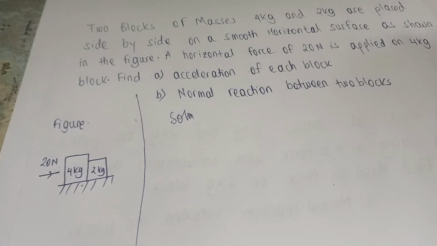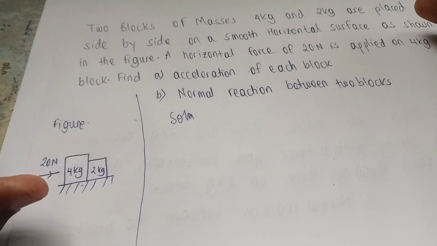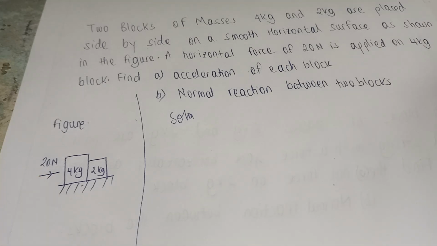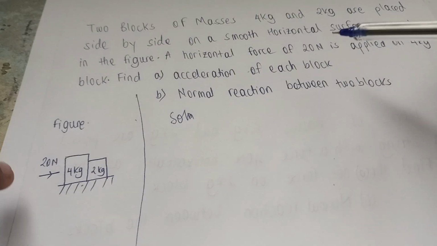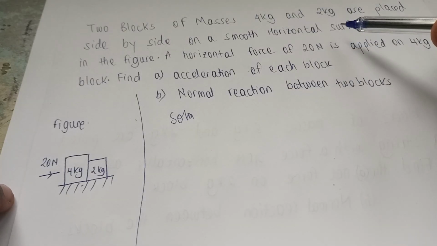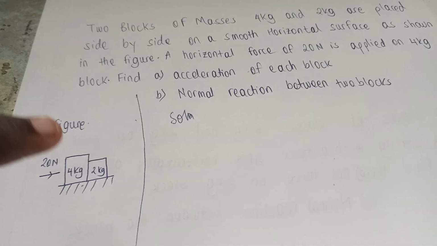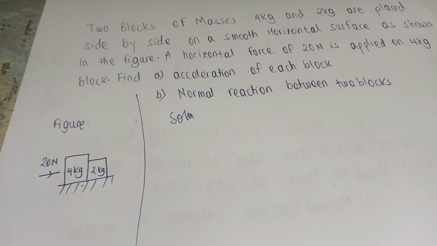Now you have to be very good at imagining things if you want to be good at solving a lot of physics or mechanics questions, right? So now you visualize this. Two blocks placed side to side on a smooth horizontal surface. This means there is no friction as shown in that figure. Now we need to find the acceleration of each block.